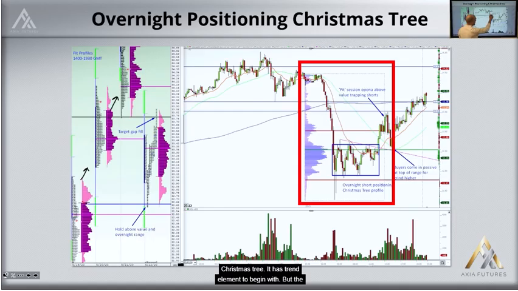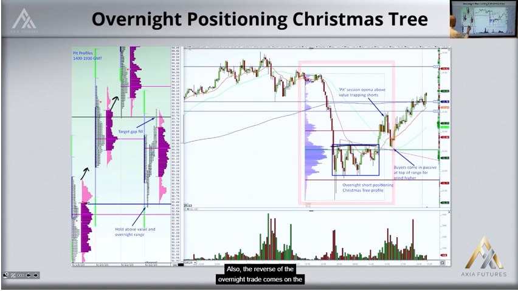It has trend element to begin with, but the trend element can't continue. You create this very, very wide base with a little tail. So this is where the sellers run out. They've run out, yet they still try and play the next leg down by entering passively in this area, looking for the rollover. Now, when they don't get this, you can now look for the reversal. You're going to reverse this overnight trade. Also, the reversal of the overnight trade comes on the basis that you've got a gap in an upward trending market. So an upward trending market with a gap, many people are going to see as a chance to buy the dip, which is exactly what happens.